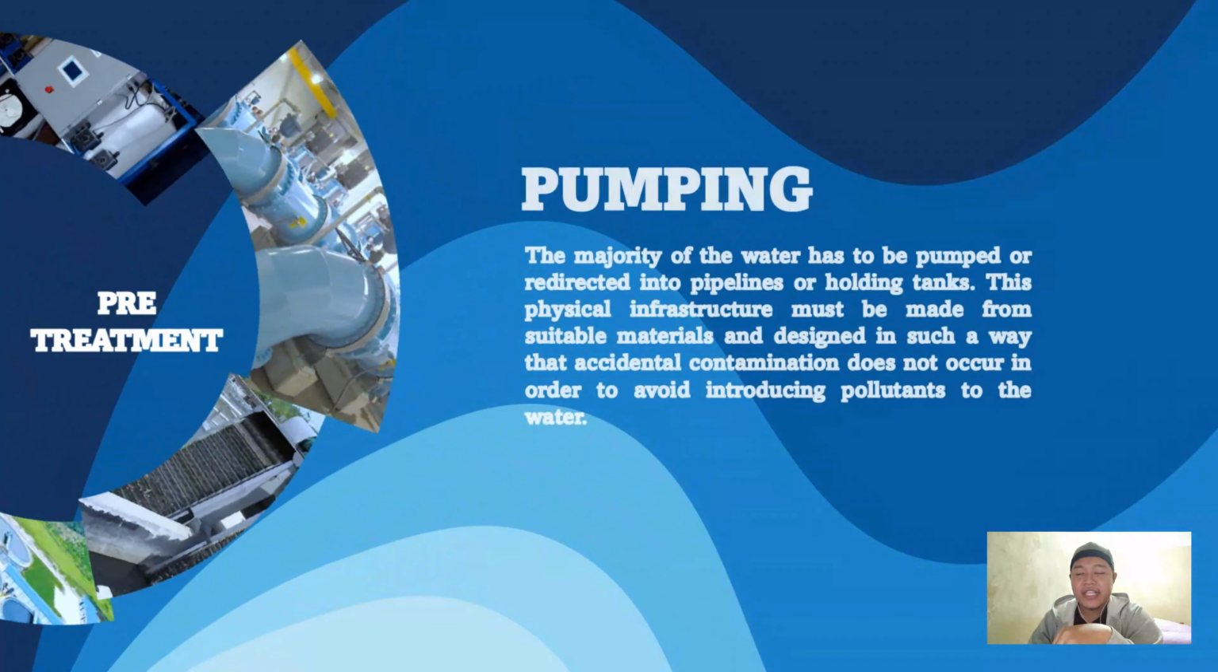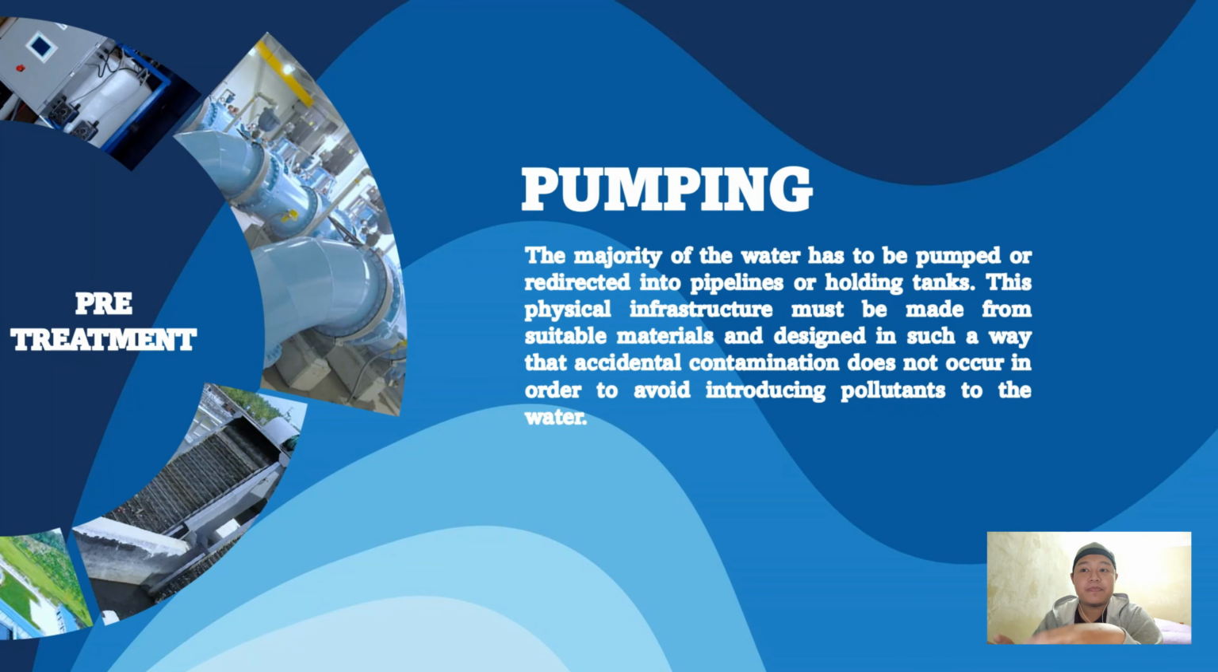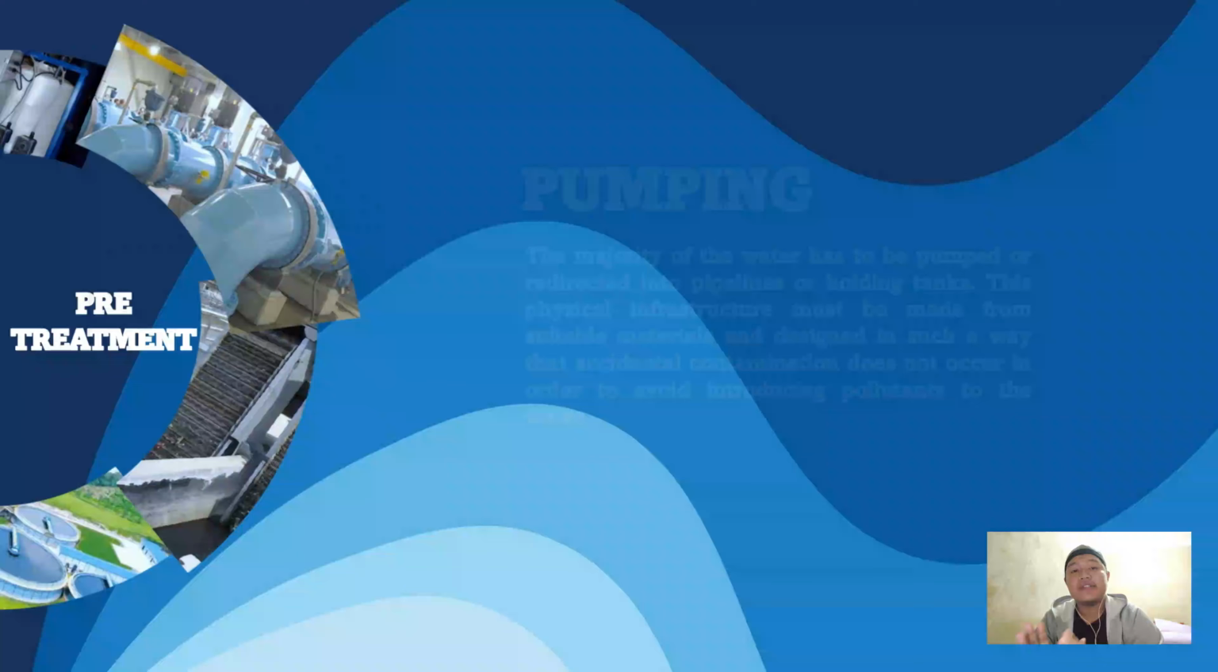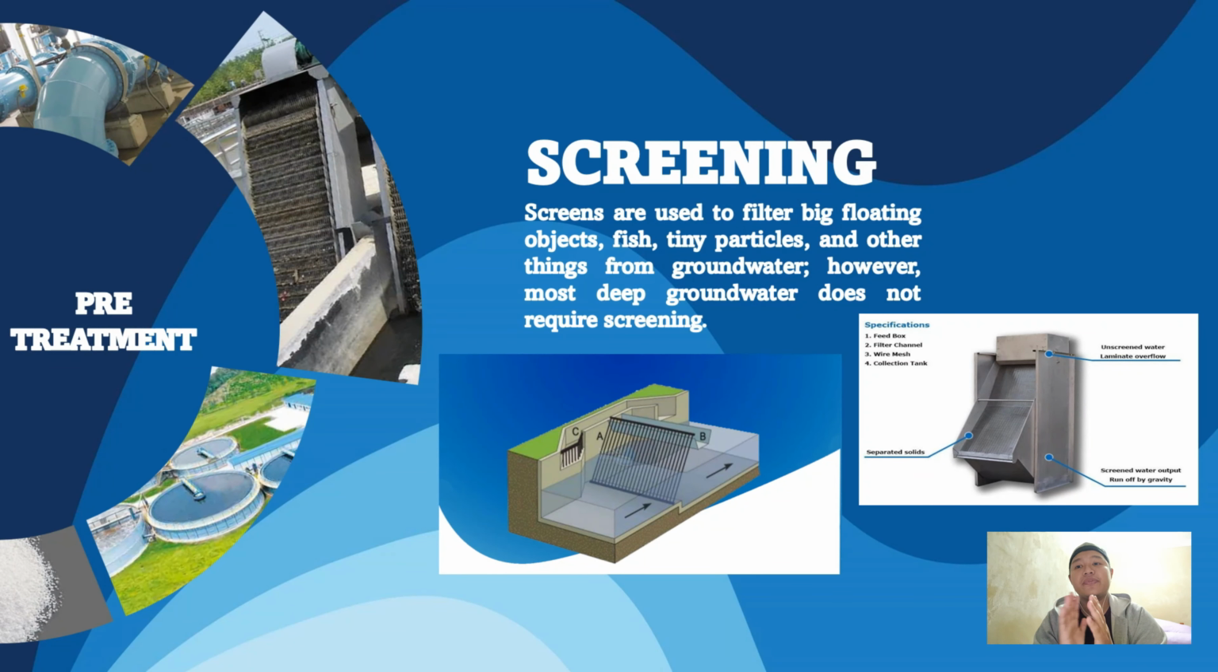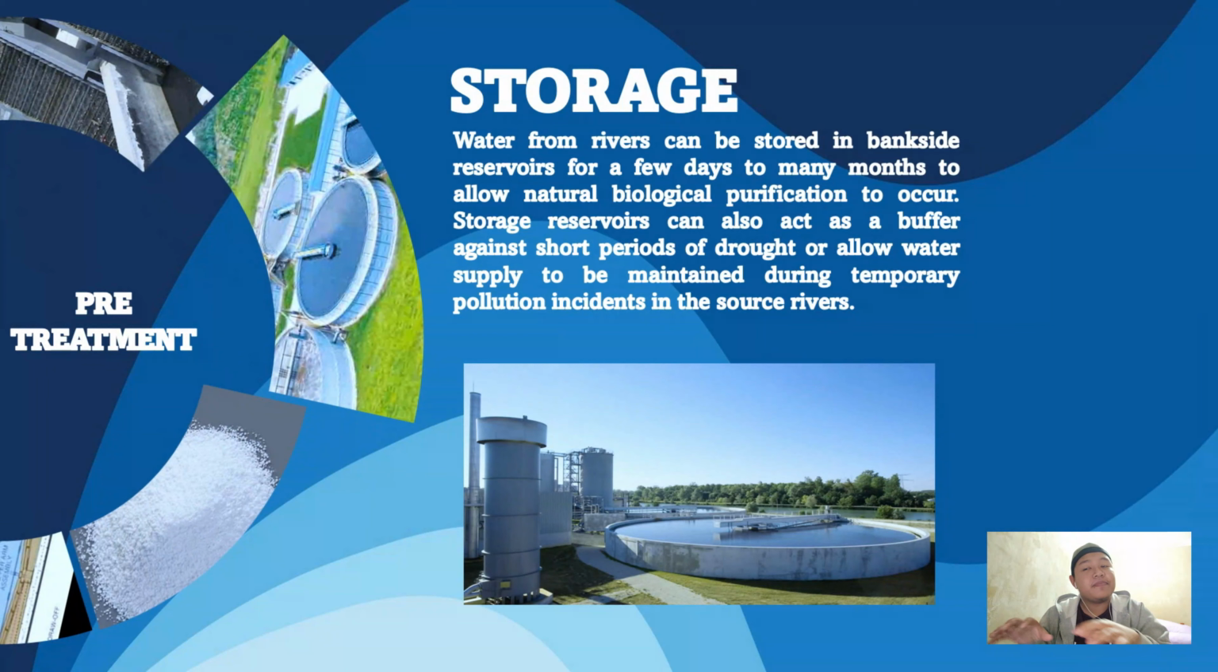First, pumping. In this step, the water source will be pumped into holding tanks. After that, the water will undergo the screening step, which filters out big floating objects such as fish, trash and many more. Next, the water will be stored in a bank-side reservoir for a few days or even a few months so that natural biological purification can be done.